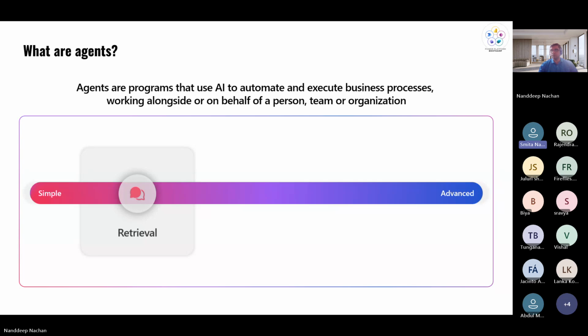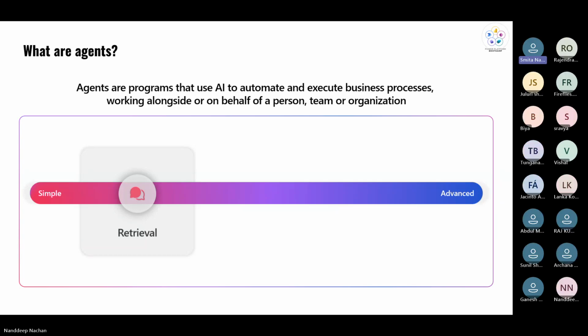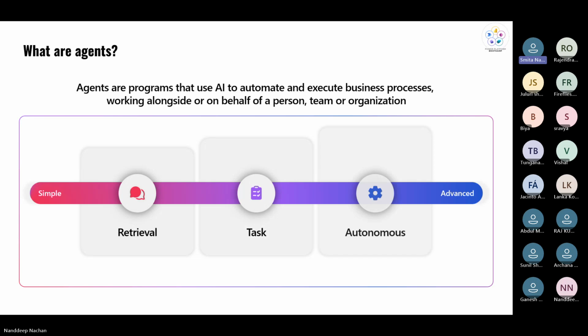So agents are AI-powered programs designed to automate and carry out business tasks by working alongside people or, in some cases, acting on their behalf also. So instead of just answering questions, agents can take actions, they can follow steps and help to complete the real work for an individual, a team or an entire organization as well.